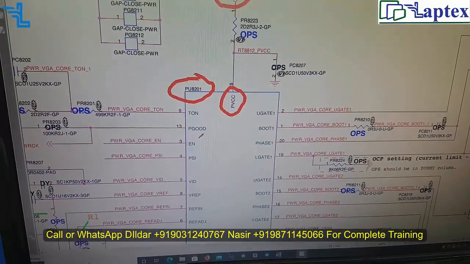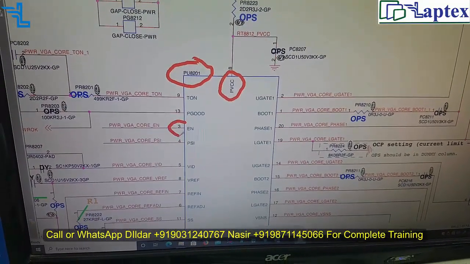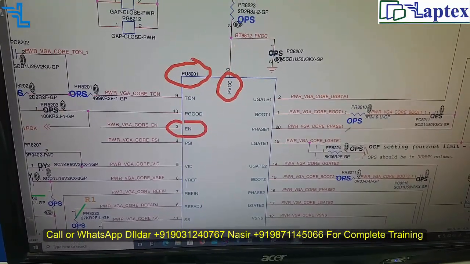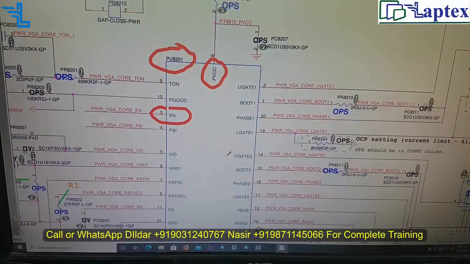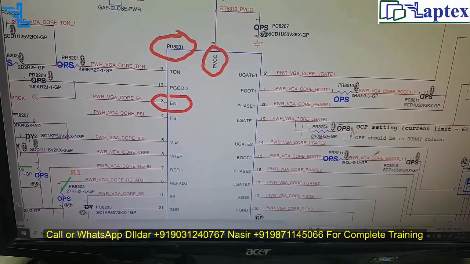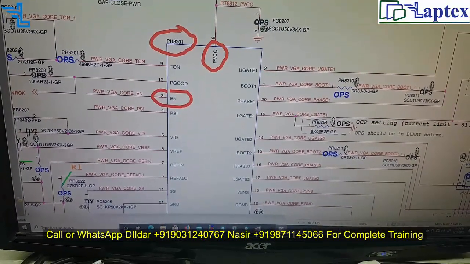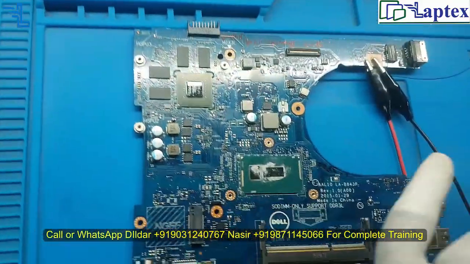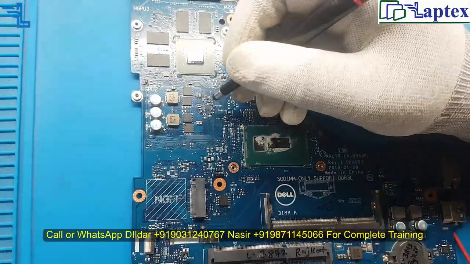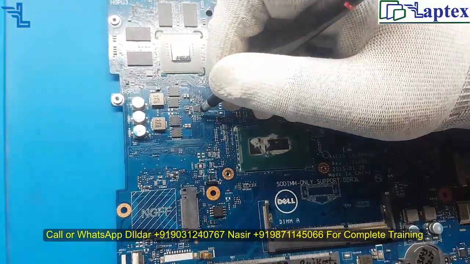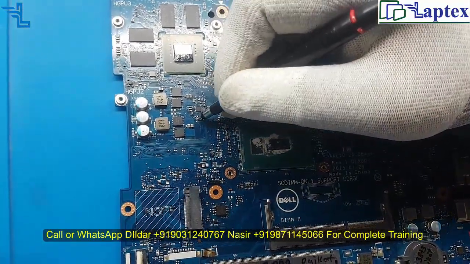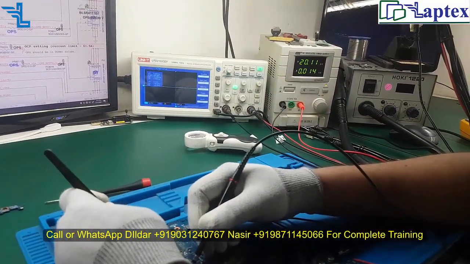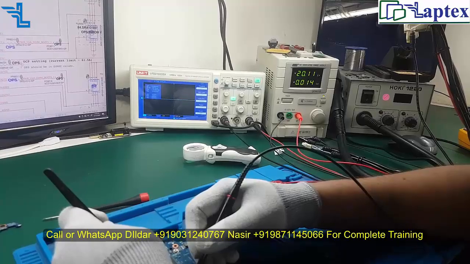Now the second thing we need to find out here is the enable. Enable is something which tells you the final call of any IC, and after this your output must come out on the coil. So on pin number 3 we need to check the enable, and enable pin number 3 is on the resistor here. Now we have to find out whether enable is coming or not.